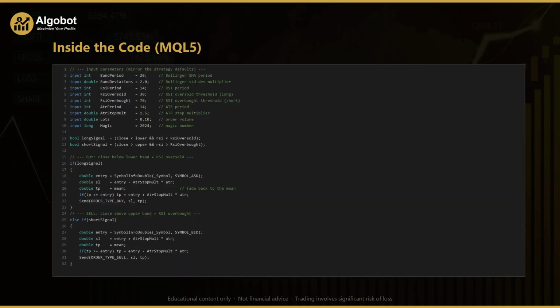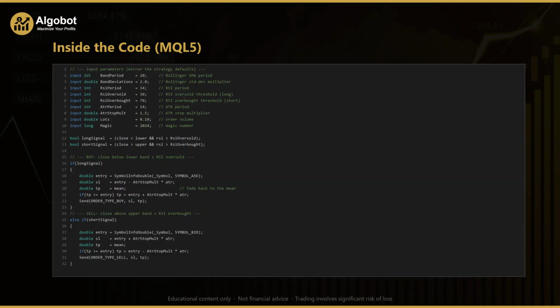Let's look at the actual MQL5 code that runs inside MetaTrader 5. At the top are the input parameters, and these mirror the strategy's defaults. BandPeriod is 20 and BandDeviations is 2, defining the Bollinger Bands. RSI period is 14, with RsiOversold at 30 and RsiOverbought at 70. ATR period is 14 and AtrStopMult is 1.5, which together size the stop loss. Lots sets the order volume, and magic tags the trades so the expert advisor can recognize its own positions.